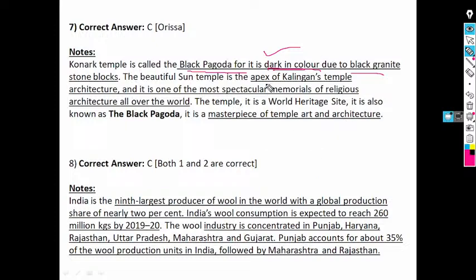The beautiful Sun Temple is the apex of Kalinga temple architecture, and it is one of the most spectacular memorials of religious architecture all over the world. The temple is a World Heritage Site, and it is also known as the Black Pagoda. It is a masterpiece of temple art and architecture.